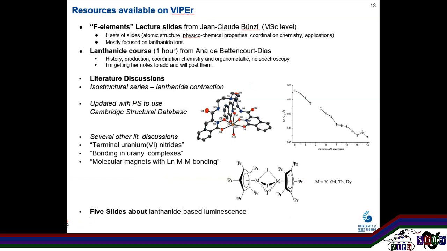So on Viper already, there are two major sources if you want applications, history, production, basic lanthanide stuff. Jean-Claude Bünzli is, I would say, the godfather of lanthanide ion spectroscopy and chemistry. He is still doing research, and he put his master level set of slides there. There are 8 PowerPoint lectures that have incredible resources in them. It mostly focuses on lanthanides, but there's some actinide information as well. So he has posted those there.